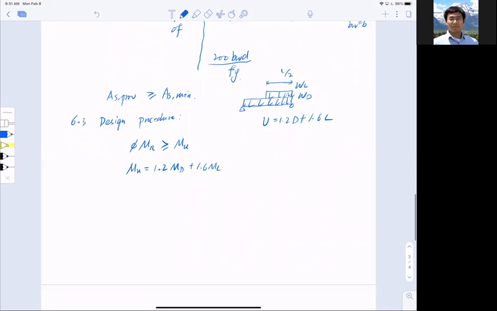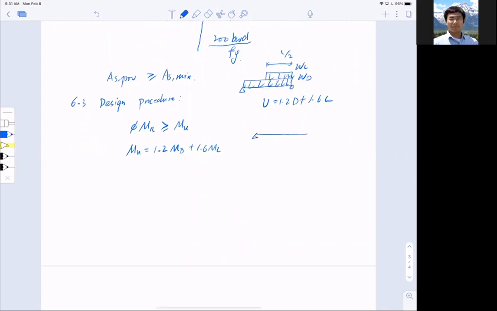This is just for your purpose: if you have factored loading, solve, say, for dead load, convert the dead load into a concentrated force first, a concentrated P dead. I see a lot of people did this, which is great. So you say PD equal to omega D multiplied by the span length L. And then for live load, you do the same.